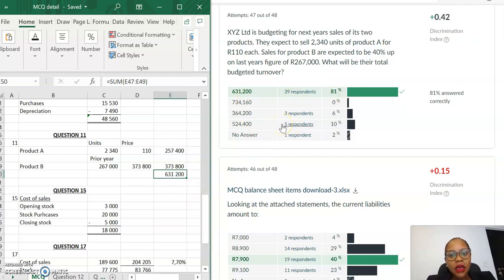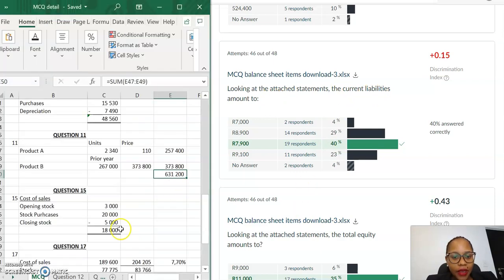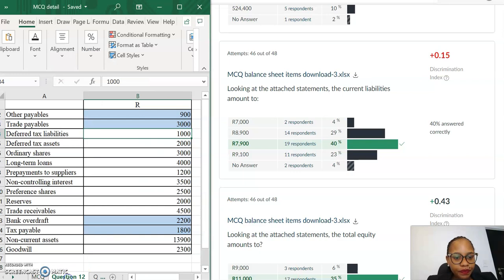81% of the candidates managed to get this correct. Okay, moving right along, the MCQ was given with a balance sheet item download, and it asked you to calculate what the total current liabilities amount to. So if I just were to download the total liabilities, I go through the full list of total liabilities. They want only the current liabilities.